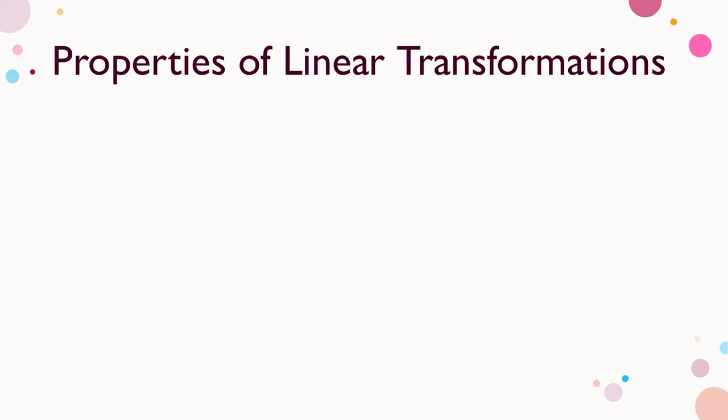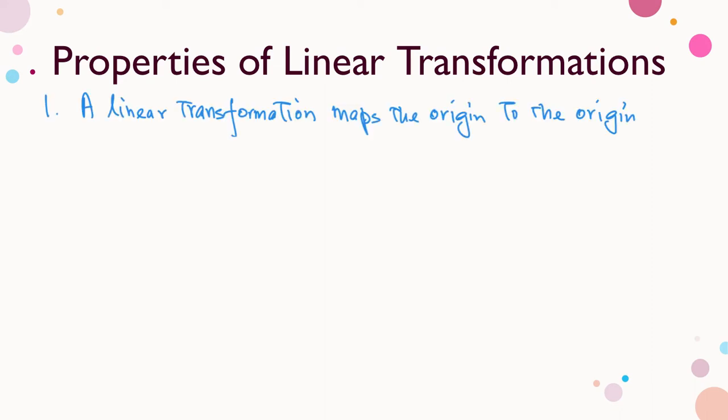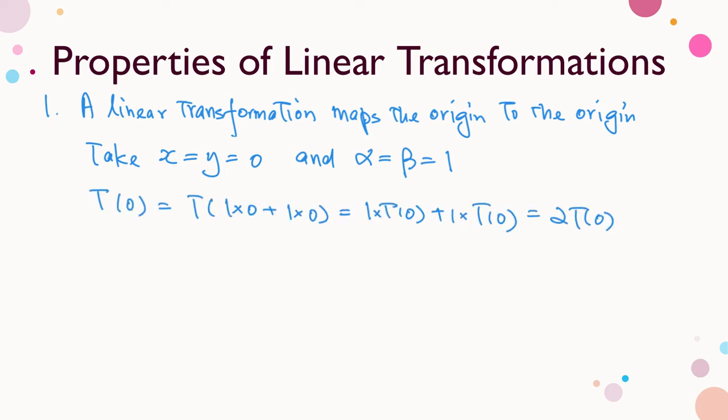With this definition, we have the following properties for linear transformation. 1. A linear transformation maps the origin to the origin. This property can be easily checked by taking x equals y equals 0 and alpha equals beta equals 1. Then, we have T of 0 equals 0. That is, a linear transformation maps 0 to 0. Note, here x and y are points in R2.